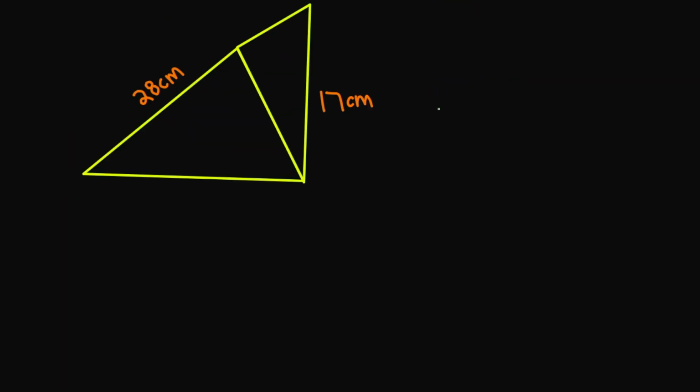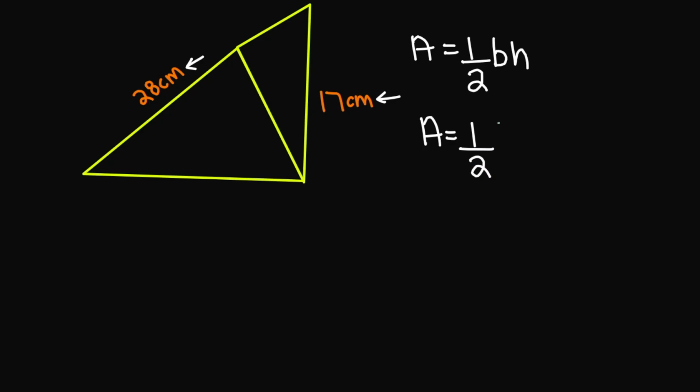Let's look at this example here. So our formula here, A equals 1/2 your base times your height. Our base here in this example is going to be 28 centimeters. And then our height here is going to be 17. So we have A equals 1/2. Our base is 28. And then our height, we said, was 17.